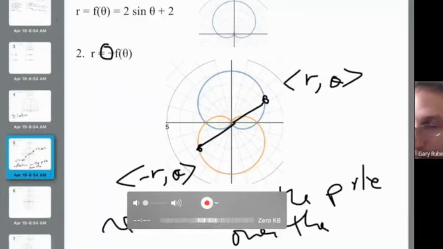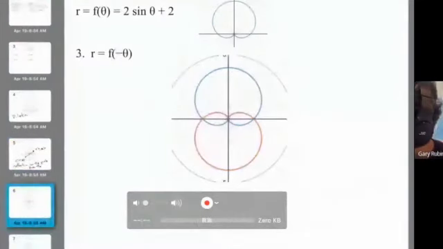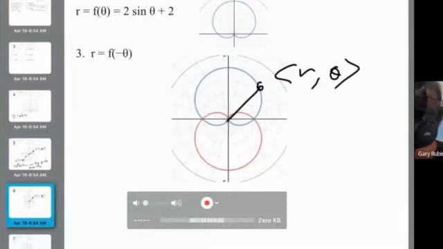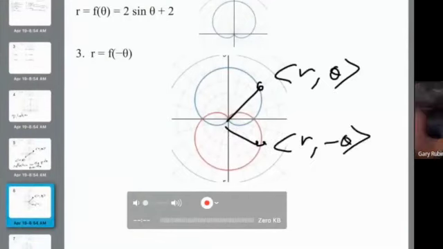But I see Youssef wrote x-axis reflection. And yes, even though the picture is the same as the last one, this one is going to be officially an x-axis reflection. Now, here's a real interesting one, the fourth one.